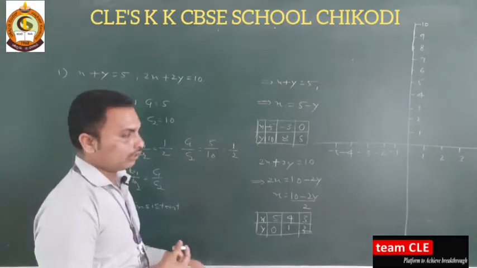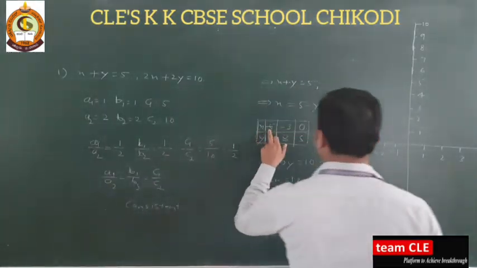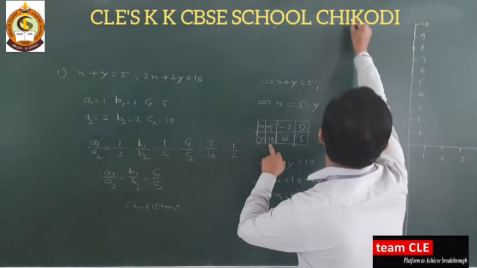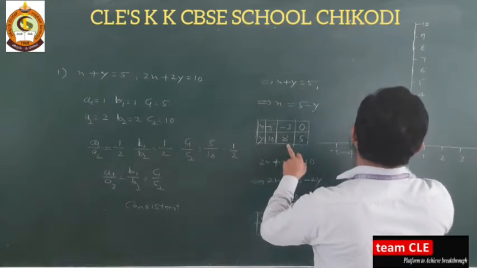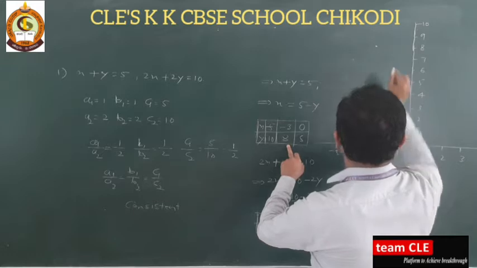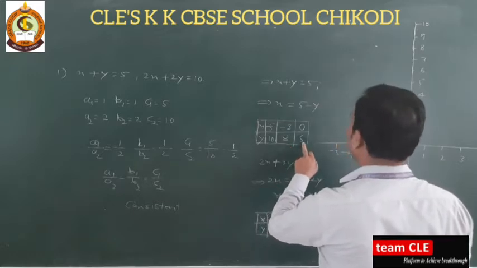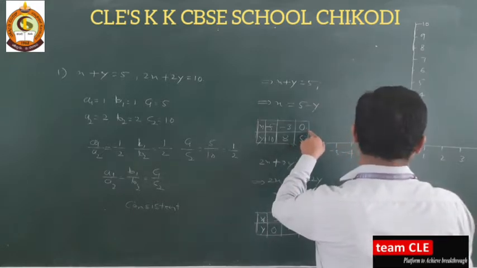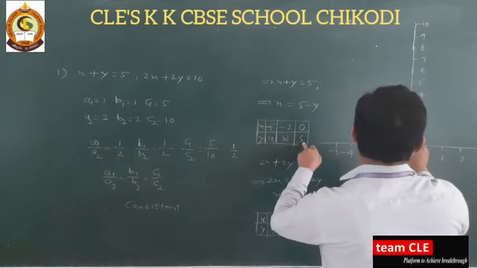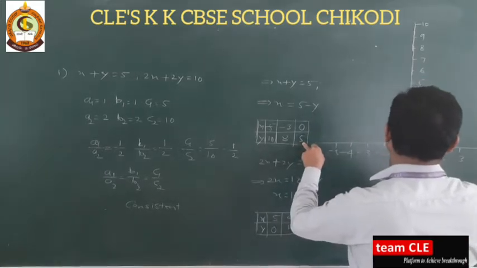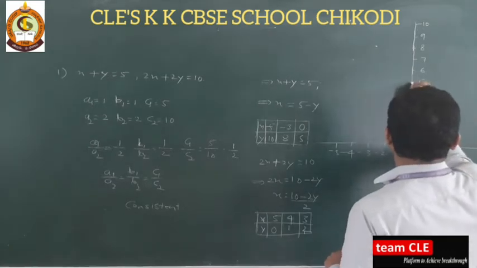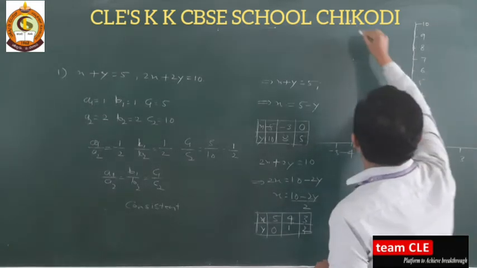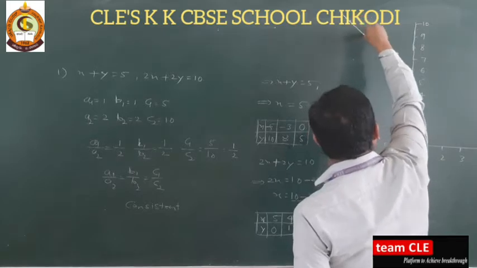Now see, for x is equal to minus 5, y we have 10. So here we will get this point. Next, x is minus 3, y we have 8. So here you will get a point. Now y is equal to 5 and x is 0. That means you will get this point here. Okay. Now this is one line we will get here.